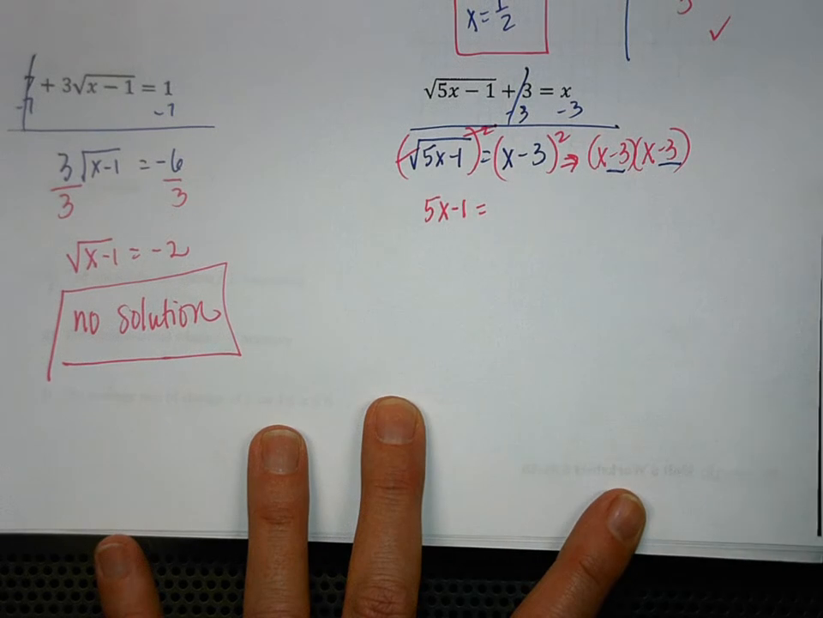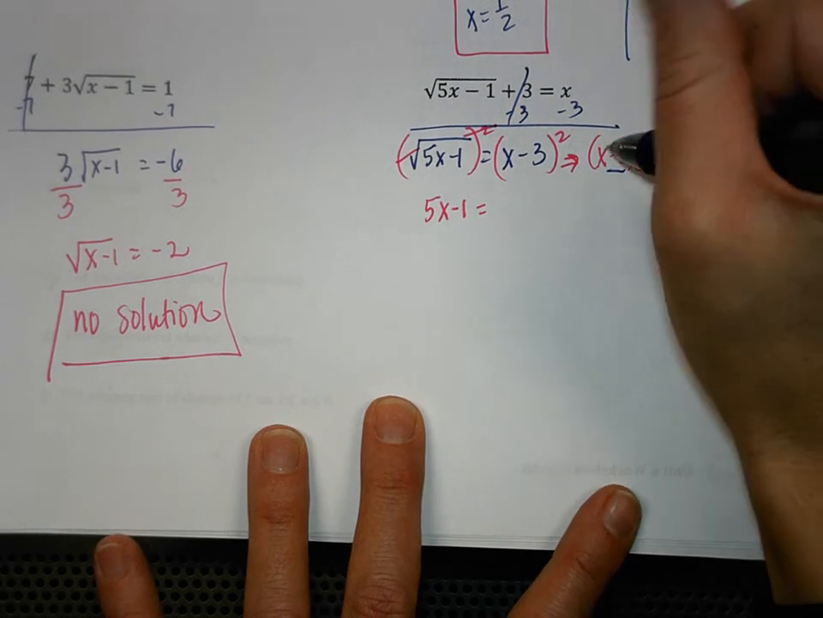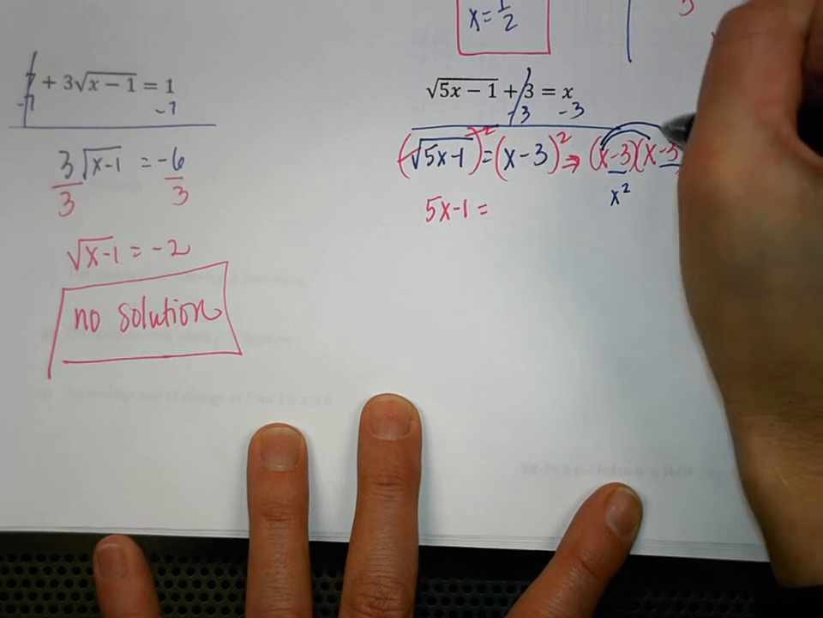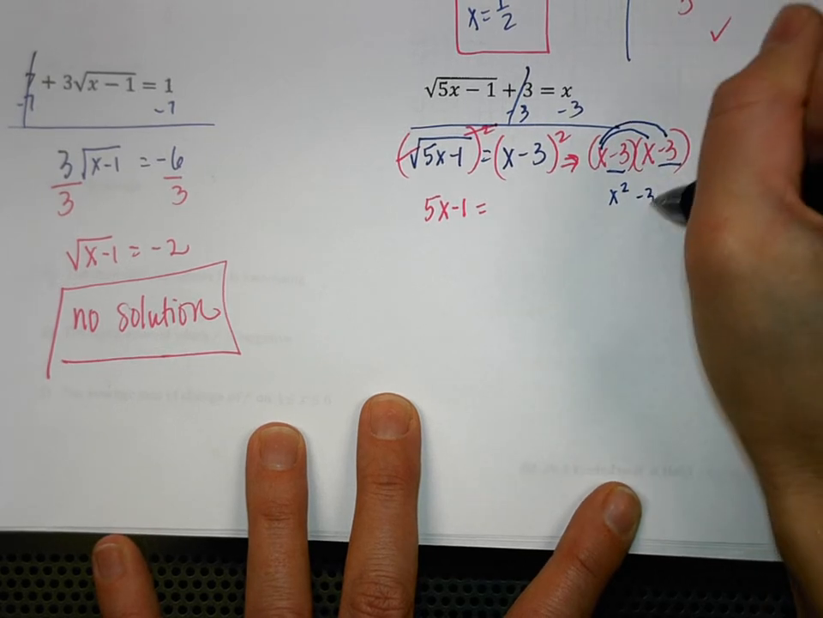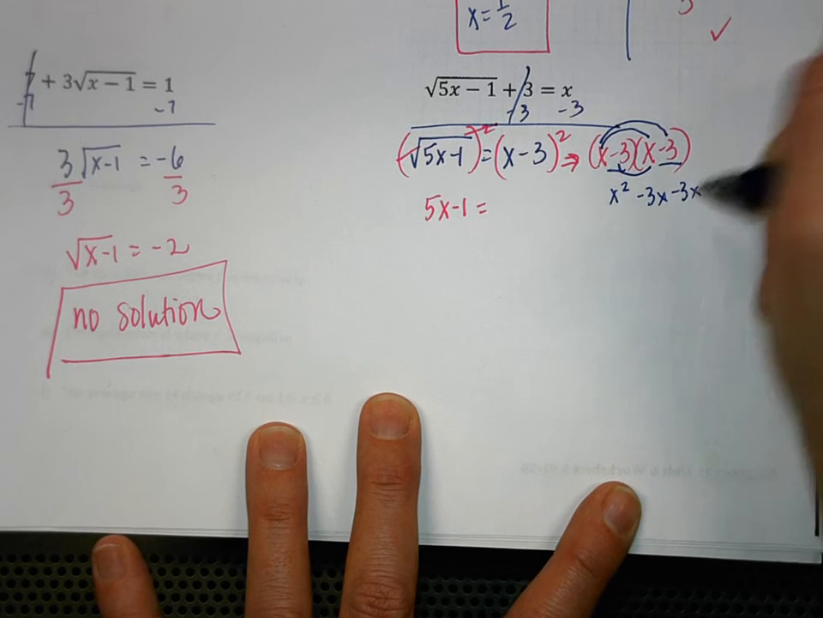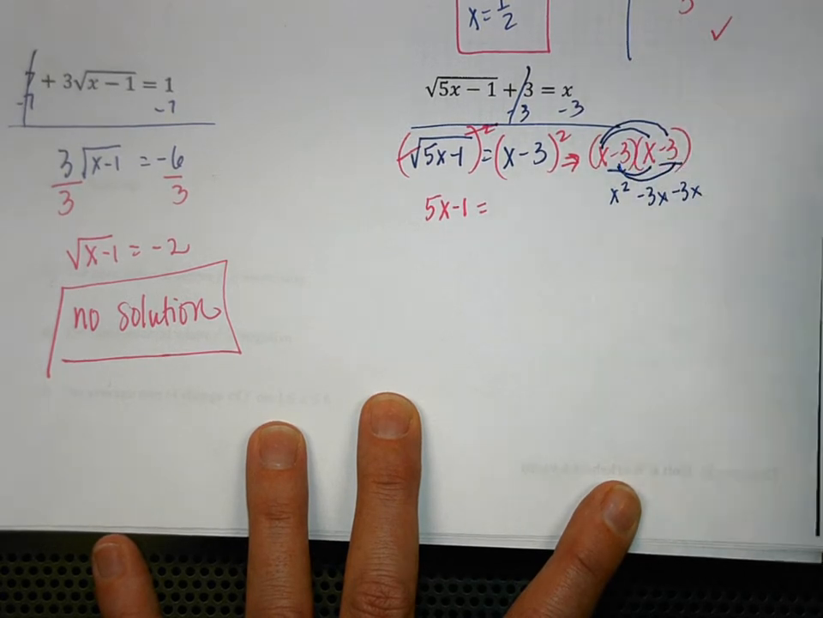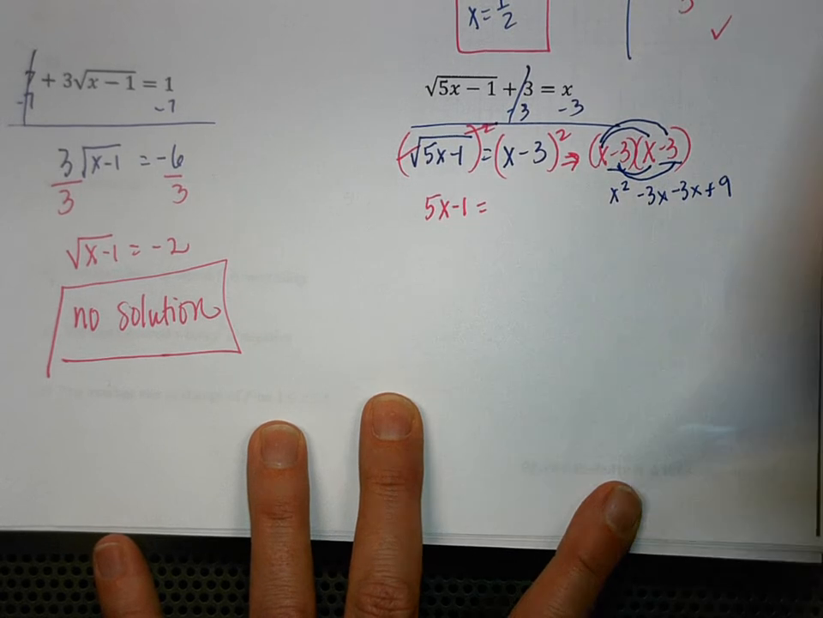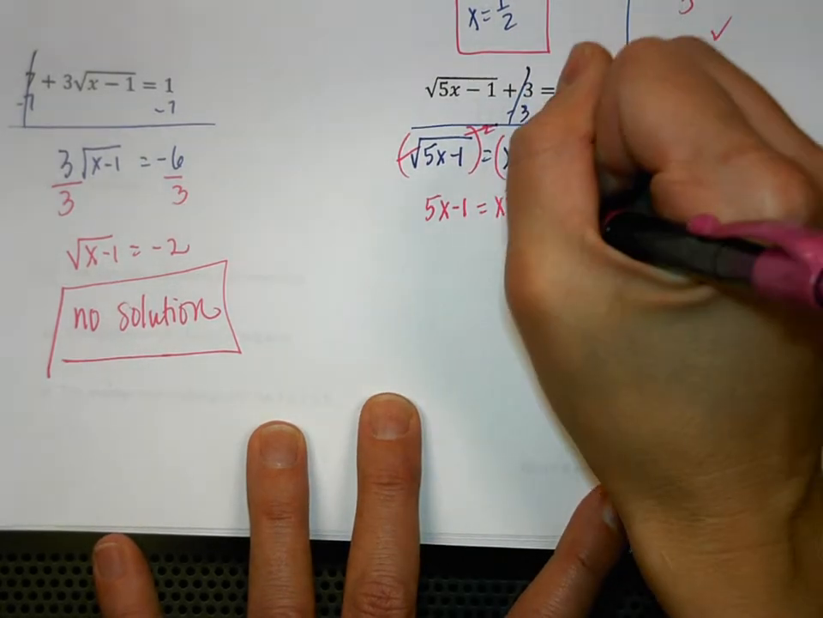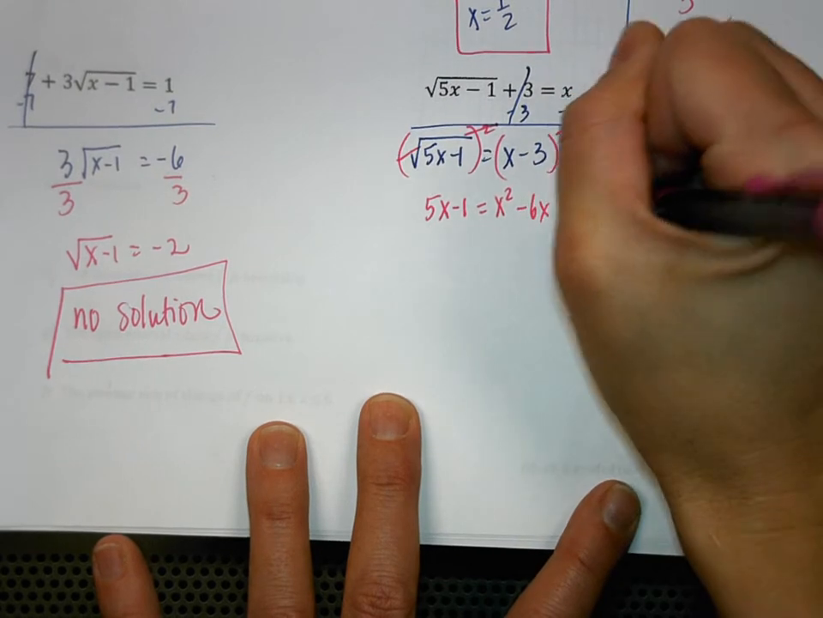So for those of you that want to do it in your head, you could do that in your head. For those of you that that's just too much to think about, just distribute. X times x is x squared. X times -3, -3x. -3 times x, -3x. -3 times -3, +9. We combine our like terms, and we end up getting x squared minus 6x plus 9.